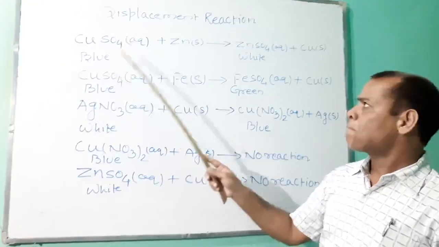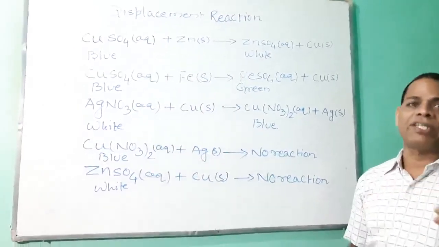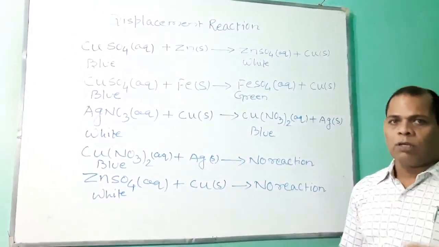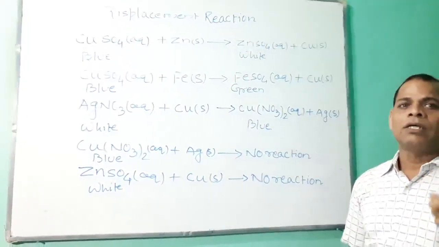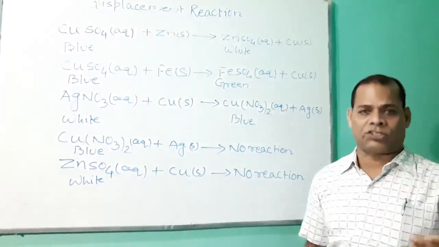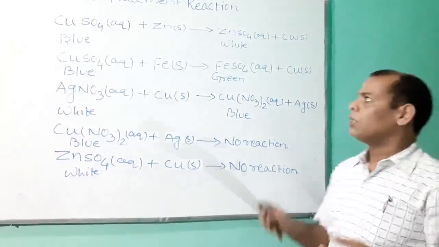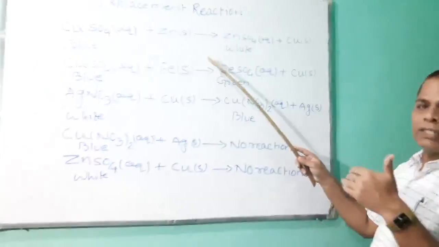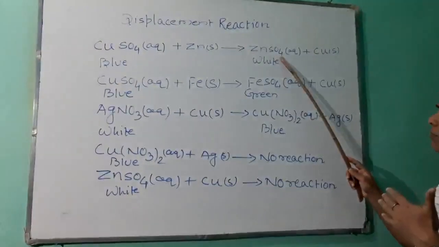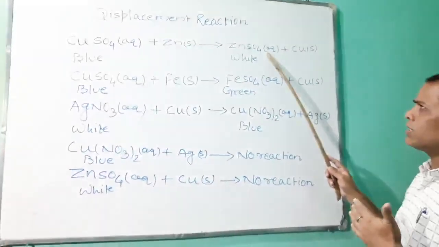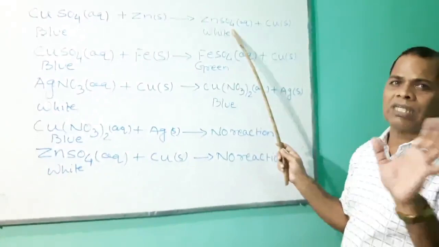Now, when you add the zinc metal to an aqueous solution of copper sulfate, which is blue in color, slowly the blue color starts to fade. This indicates that the reaction is taking place. Slowly the blue color disappears and forms an aqueous solution of zinc sulfate, which is white, or you can also say colorless.